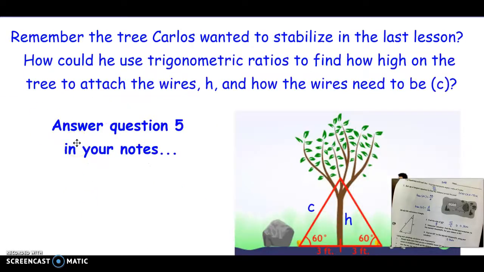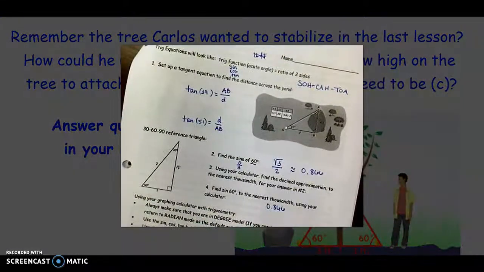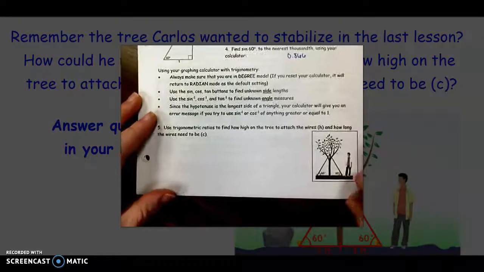We're going to go back to the problem about Carlos wanting to stabilize a tree. Remember in the previous time we looked at this, we were applying our special right triangle rules, which we could still do here. If we were trying to find the height on the tree here, 3 feet is the short leg, so we would multiply it by the square root of 3 to get the height here on the tree being 3 square roots of 3. And then the amount of the wire needed, which is C, would be twice the short leg, so it would be 6 feet. But we're going to look at how we could answer this question using trigonometry instead of using our special right triangle rules.